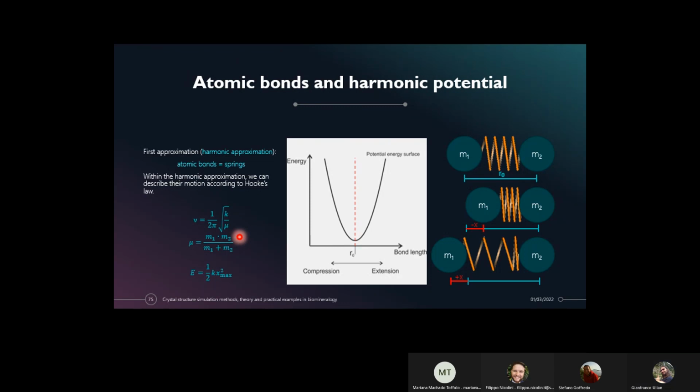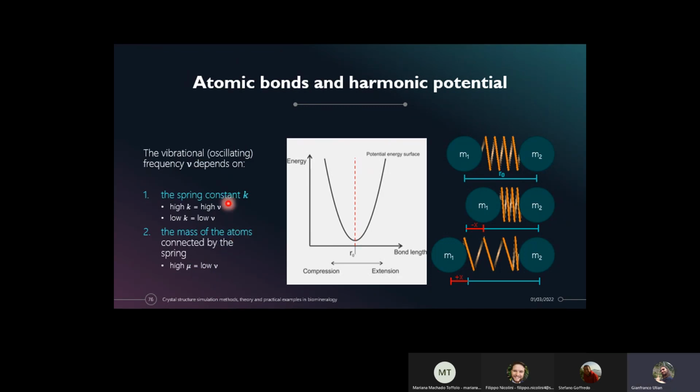So if the spring constant is high, if the bond is strong, the frequency of vibration is high. If it is low, obviously the frequency of vibration is low. And if you increase the mass of the atoms or of the spheres, you obviously reduce the frequency of vibrations. This is the representation of Hooke's law for a generic harmonic potential.